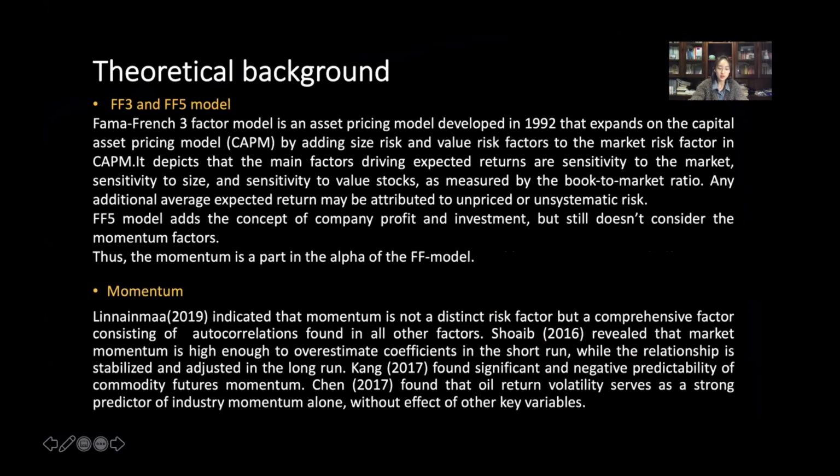Our idea came from the Fama-French 3 model and the Fama-French 5 model. The Fama-French 3 model considers market risk, size risk, and value risk, and the Fama-French 5 model introduces another two factors, investment and profitability. We focus on the momentum factor, which has been studied for years but not combined into the FF model. Thus, we consider that momentum is an important part of the alpha in the FF5 model.